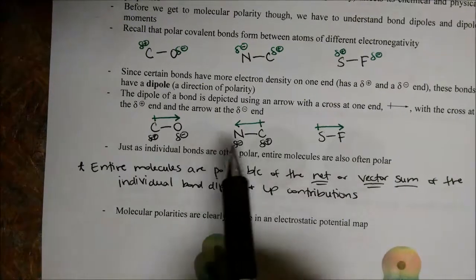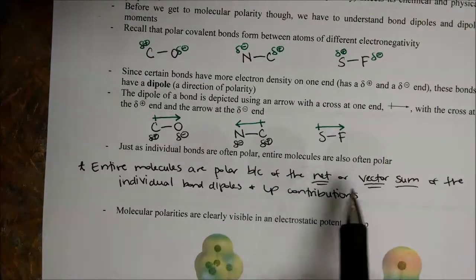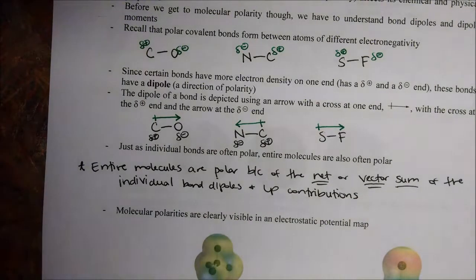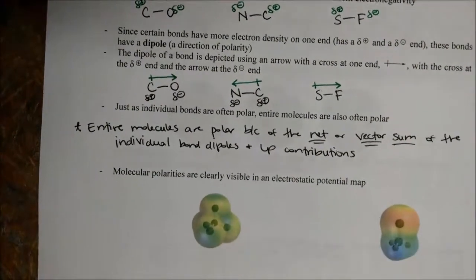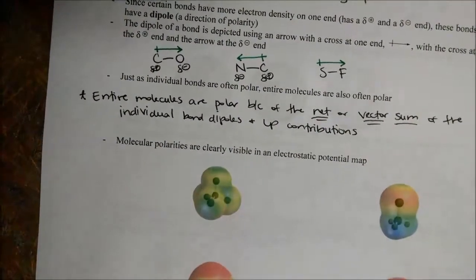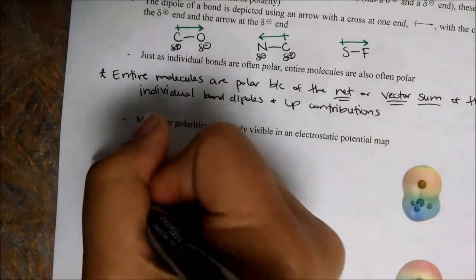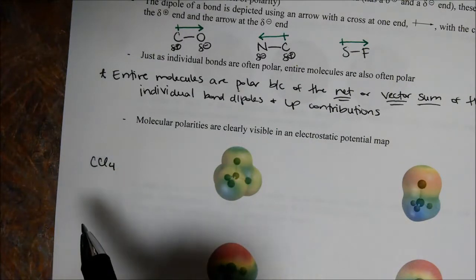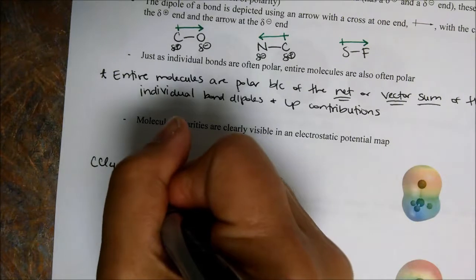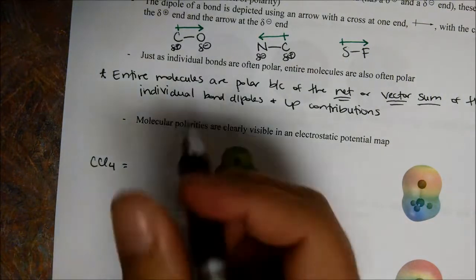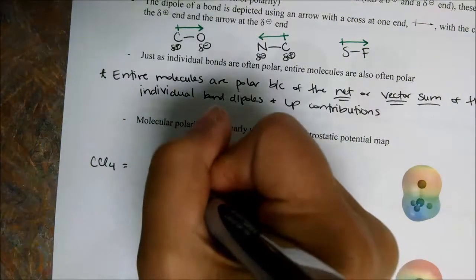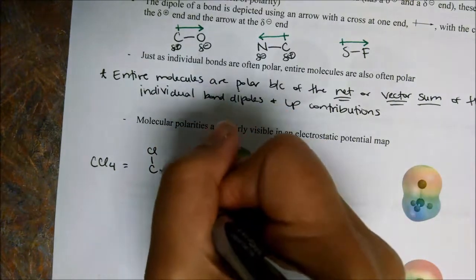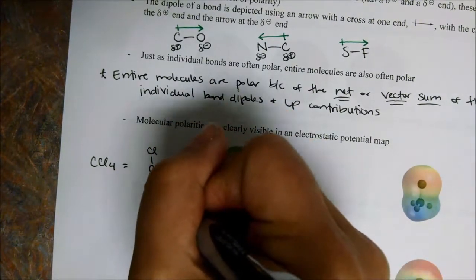Okay, so we're going to look at the individual bond dipoles and see if there is a net dipole in the molecule. These are really clearly seen in an electrostatic potential map. Okay, this first example here is just carbon tetrachloride, CCl4. You can picture the Lewis structure, right? It's got carbon in the middle with the chlorines on the outside, right? So it's got 4 charge clouds on the carbon, 4 charge clouds, which means it is what shape? Tetrahedral shape. So it looks like this.